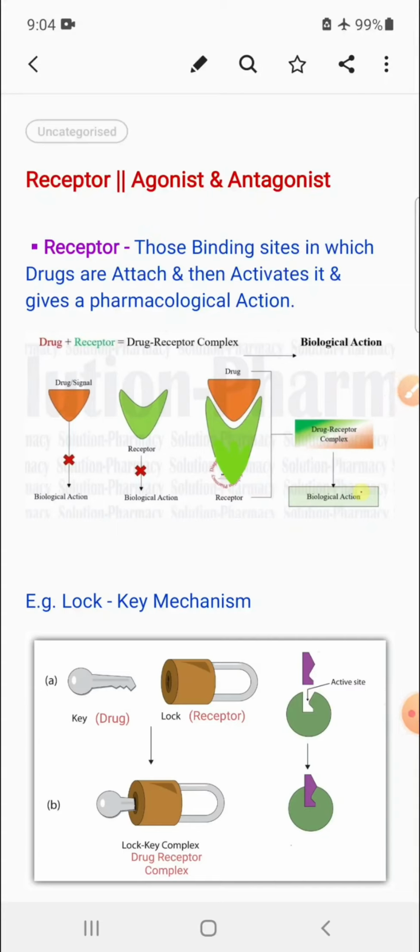In today's video lecture, we will see what the terms agonist and antagonist mean. Before moving to the main terms, we will see what a receptor is. Receptors are those binding sites to which drugs attach and activate them, giving a pharmacological or biological action.